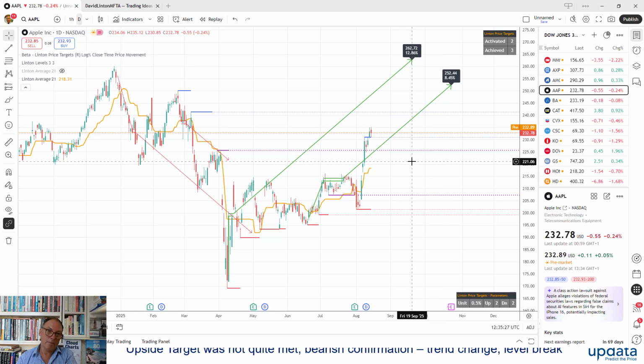So just remember, there's no silver bullet. There are some pitfalls in using the targets, but all in all, they're an aid to help you in making trading decisions.